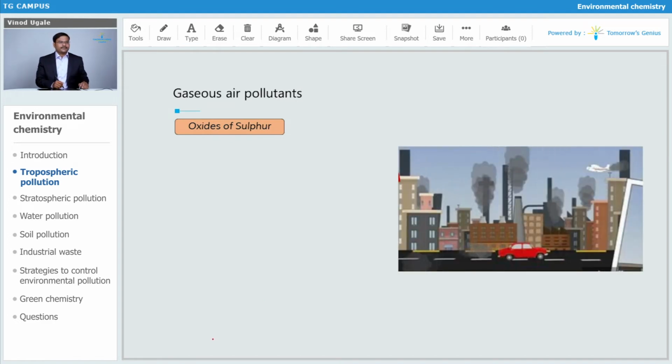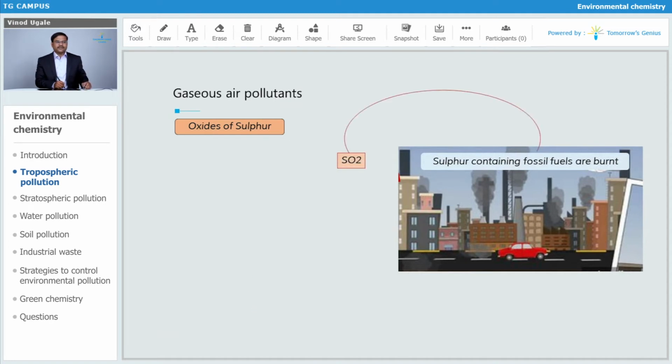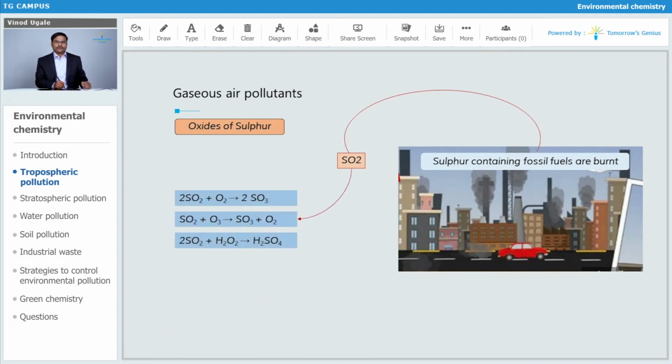Yes, you can see in the picture various industries and automobiles that we are using; they all are going to evolve these toxic gases, that is oxides of sulphur and oxides of nitrogen. So oxides of sulphur are generated by us only, through various industries and automobiles. Sulphur containing fossil fuels are burnt, and when such fossil fuels are burnt, they generate oxide of sulphur, that is SO2. This SO2 is going to cause these types of reactions in our atmosphere.